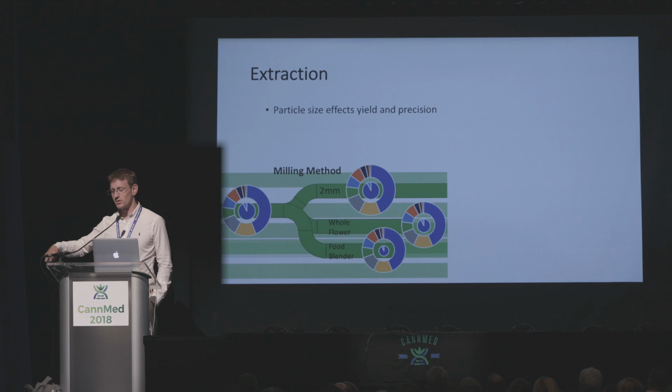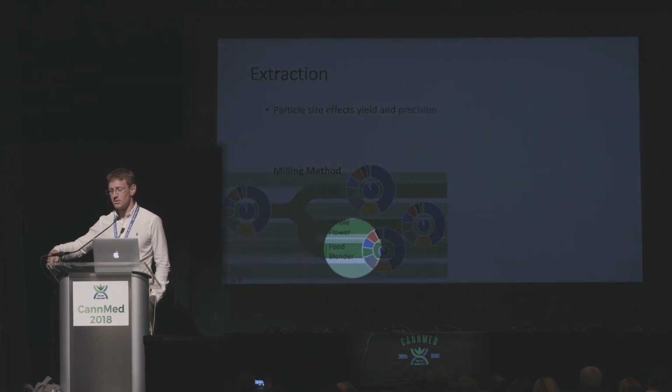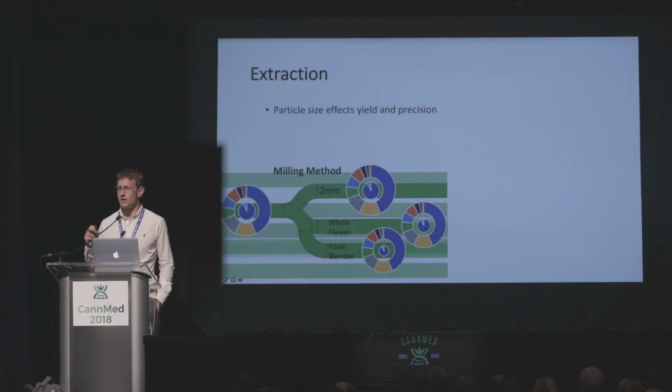And I want to point out the food blender here, because you can't just say, oh, I mill it and then we are good compared to whole plant, because at 2 millimeters we get basically the best yield out. And if you use a food blender, which gives you a very imprecise, varied particle size, it will be all over the place. And if you care about efficiencies, that's definitely not the way to go.